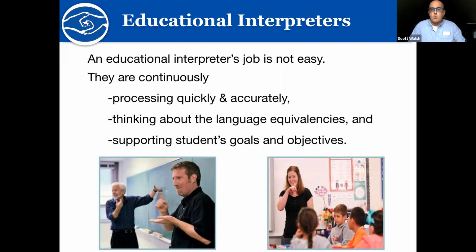Interpreting in general is more than just knowing how to sign competently. Interpreters must process language quickly and accurately, and they must think about spoken English and sign language simultaneously. Educational interpreting is also about being able to support the educational goals and outcomes as defined by the student's individualized education plan. There are many aspects to the educational interpreter's job that require more than just simply conveying the words and the grammar the teacher says or uses to communicate with the student.